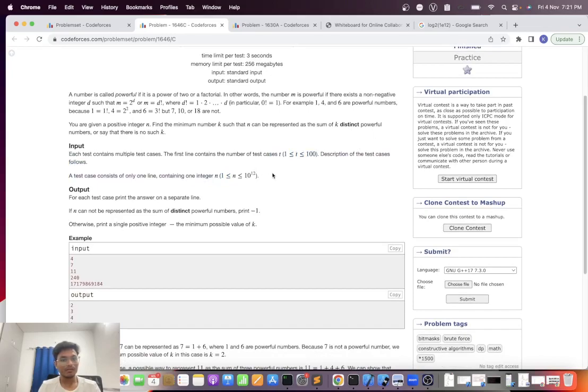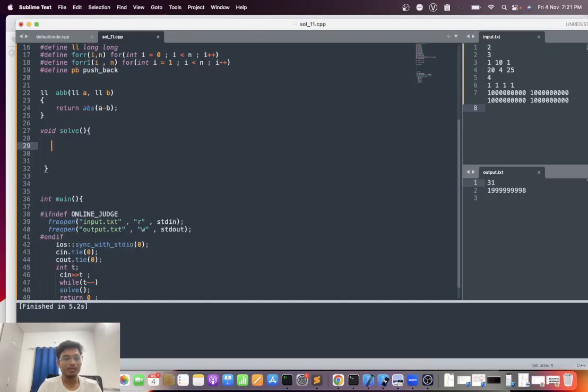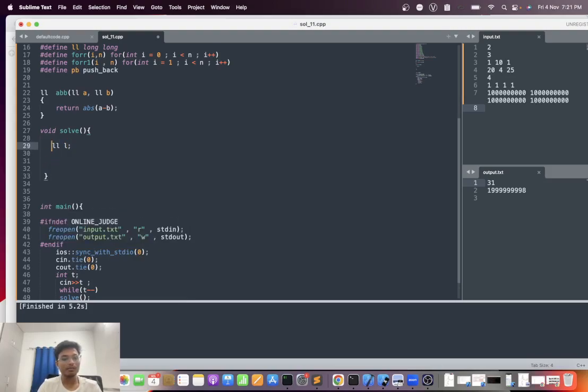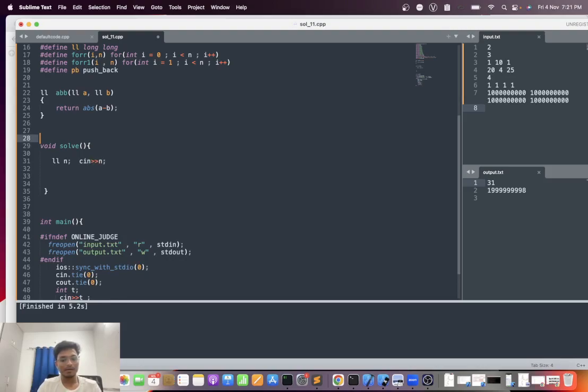So first of all, what I need to do is make the factorial array. I will say vector of long long, factorial, and its size can be 15.